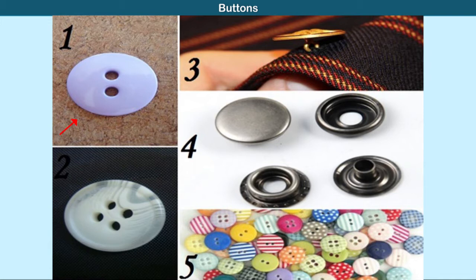The picture shown here is a 2-hole plastic button, and this is an 18 line button. This type of button can be used in blouses, trousers. This button is also a plastic button, but this is of 4 holes and of 18 line. Size of the button is 18 line. This button can be used in shirts, formal trousers, kurtas, etc.